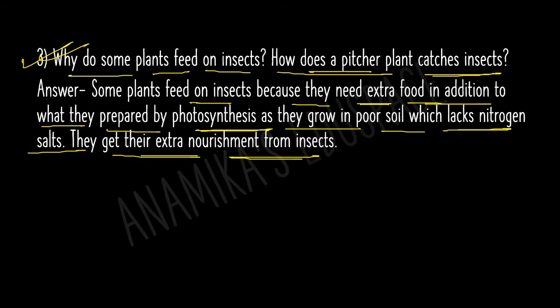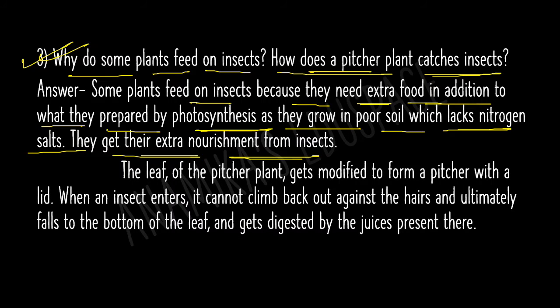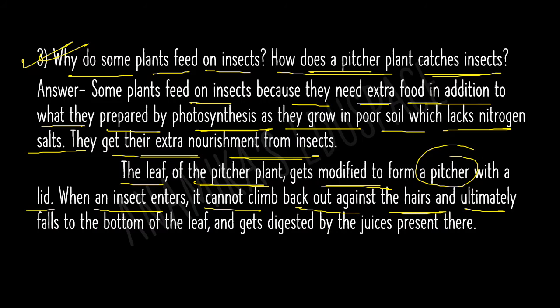Part B answer is, the leaf of a pitcher plant gets modified to form a pitcher with a lid. When an insect enters, it cannot climb back out against the hairs and ultimately falls to the bottom of the leaf and gets digested by the juices which are present there.